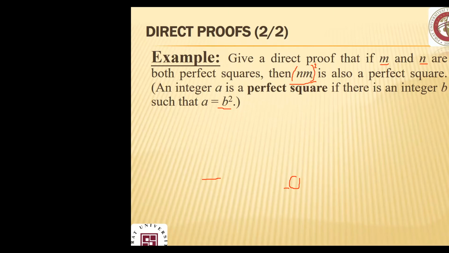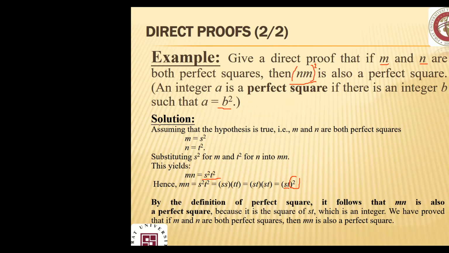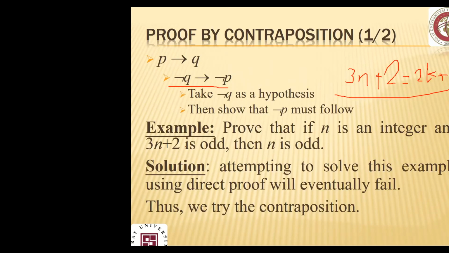N times M, so we need to get N times M. Which one is simpler? Of course, M and N. So we go through the direct proof in this case. It's simpler, but here, which one is simpler? Is the implied statement N.